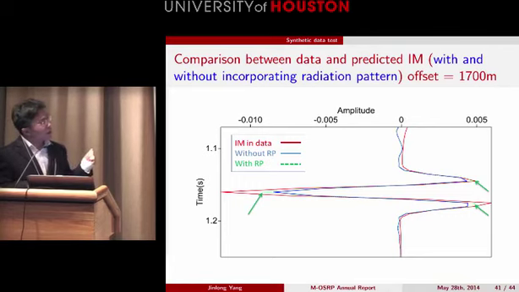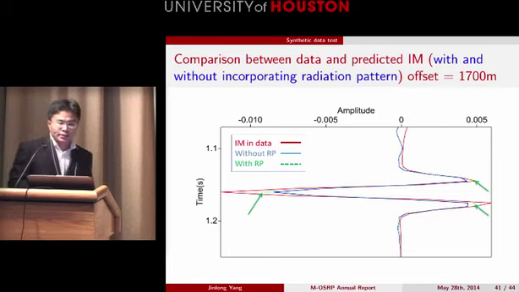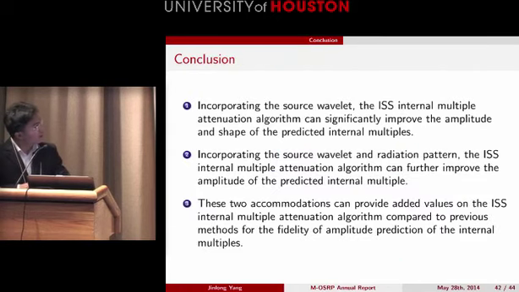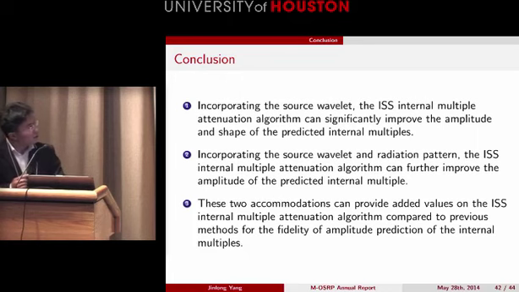But from this example, we can show that incorporating the source wavelet, the amplitude and the shape of the internal multiple can significantly improve. Incorporating wavelet and radiation pattern, the amplitude can further improve. This is the conclusion I just said. Because in my test, the source array has a very smooth radiation pattern. In the real case, let's look at some examples.